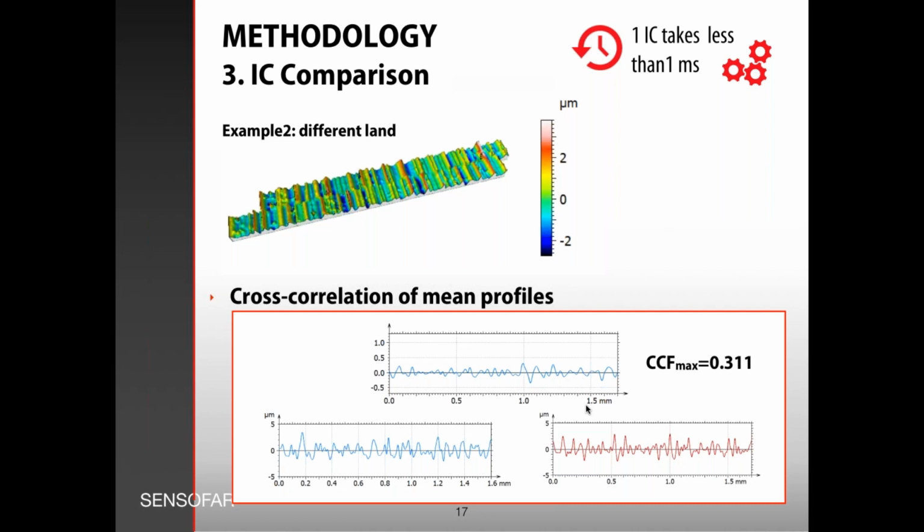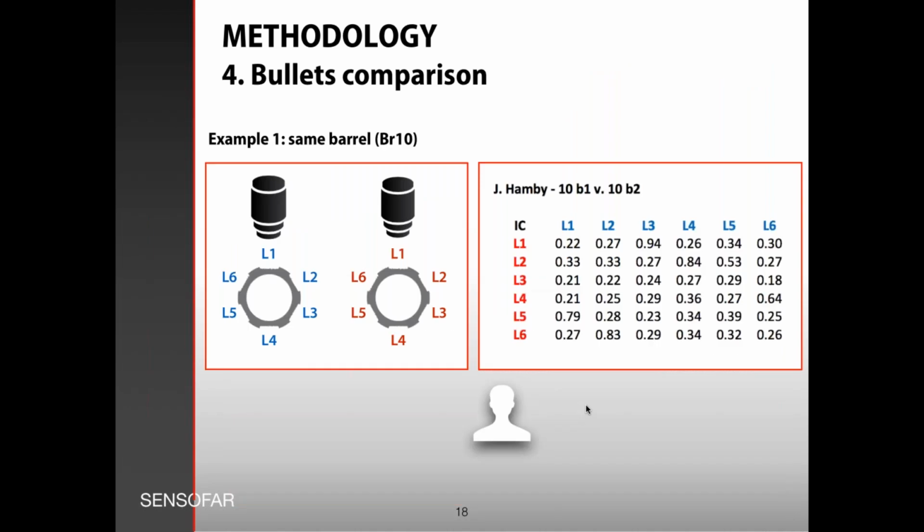To do one IC comparison, automatically is less than 1 millisecond. Next step is to take all the values of the comparisons of all the lengths of 2 bullets. In this slide, we see a diagram of 2 bullets, the blue bullet at the left and the red bullet at the right. We will measure all the lines in one bullet and all the lines in the other bullet with a microscope. We will get a 3D measurement for everyone. We will extract for everyone the IC characteristic surface, and then we will compute all the comparisons.